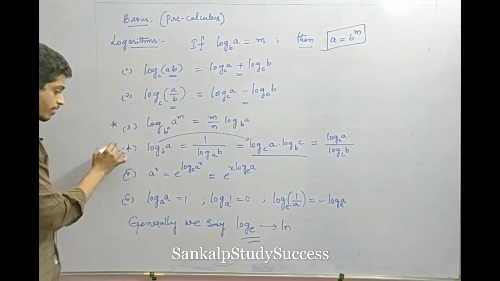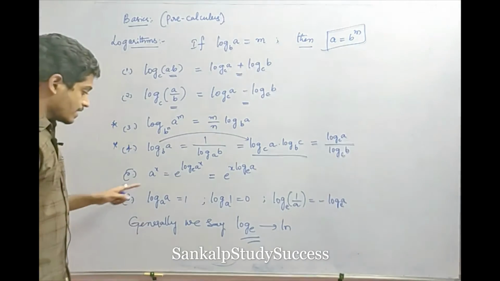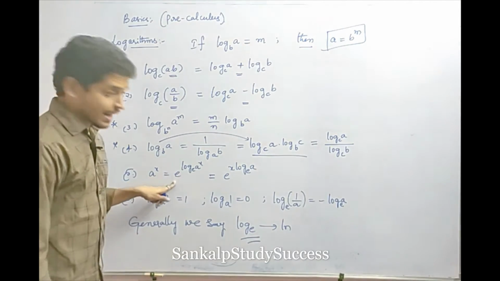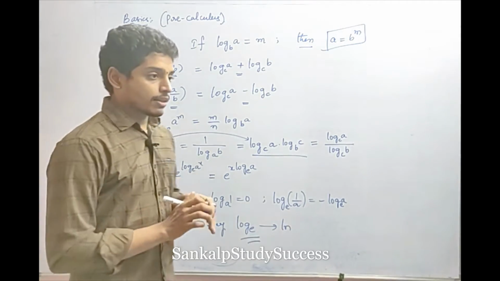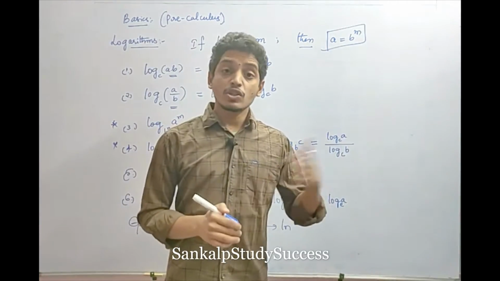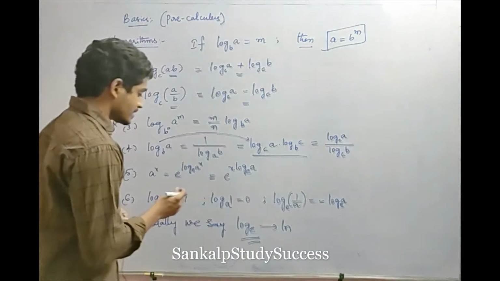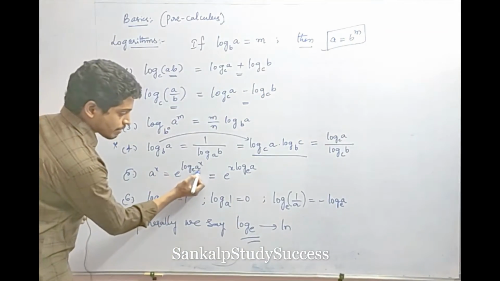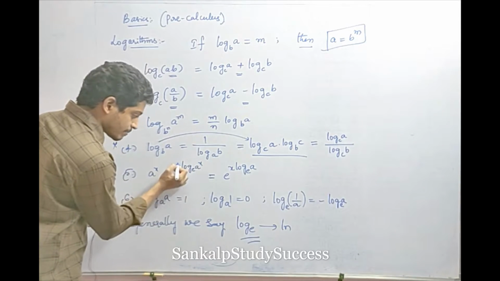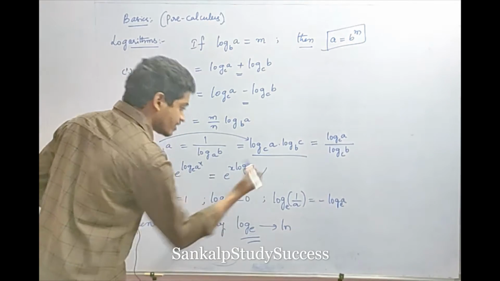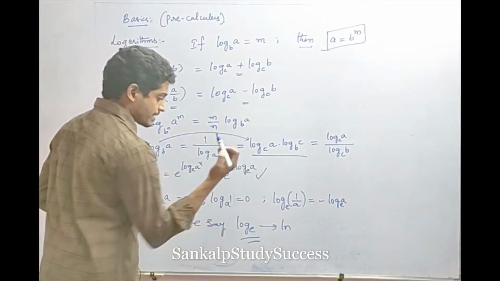Next one, this is also an important formula, important transformations: a power x equals, I can write it as e power log a power x to the base c. See, friends, logarithm and exponential functions are inverse to each other, so I can cancel these two and the remaining is a power x. So here a power x, x comes in front of the log, so I can write this in this format also: e power x log a to the base e.